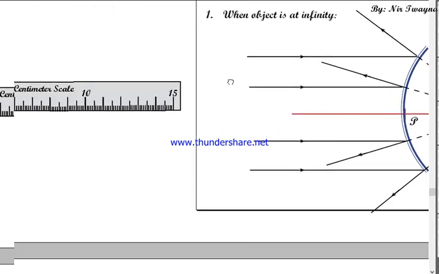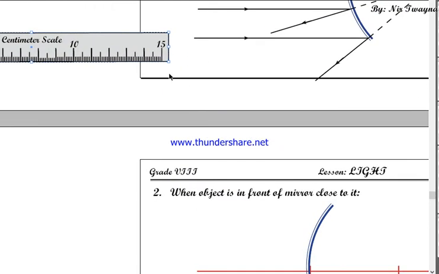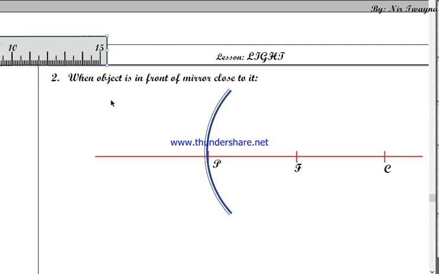Now let's go to the second case, and I suggest that you practice these diagrams several times, because once is not enough.